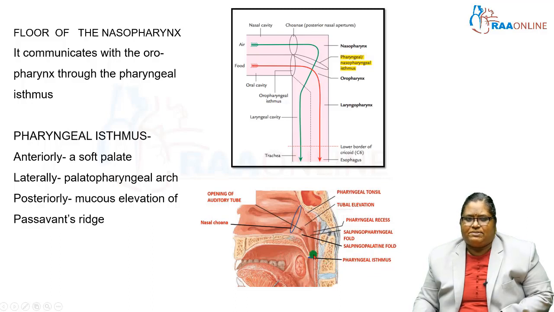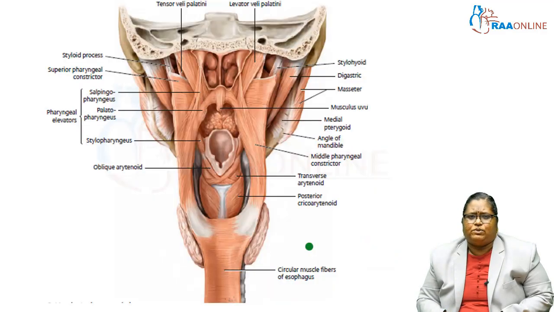This pharyngeal isthmus is anteriorly bounded by the soft palate, laterally by the palatopharyngeal arch, and posteriorly by the mucous elevation of the Passavant ridge. So this is the pharyngeal or nasopharyngeal isthmus. It is bounded anteriorly by the soft palate, laterally by the palatopharyngeal arch and posteriorly by the mucous elevation of the Passavant ridge. This is again the posterior view.